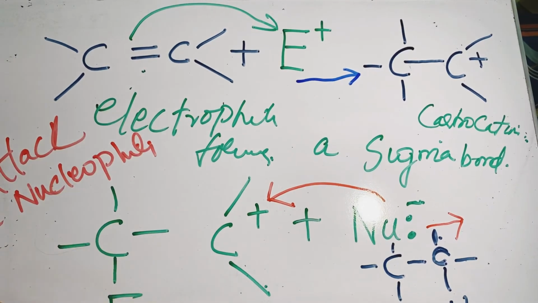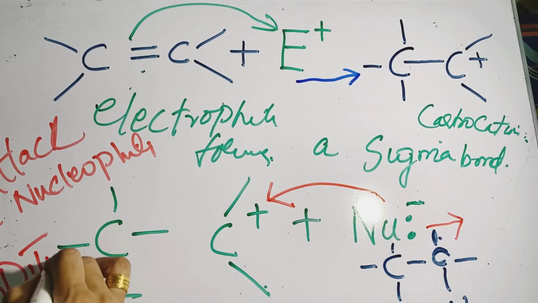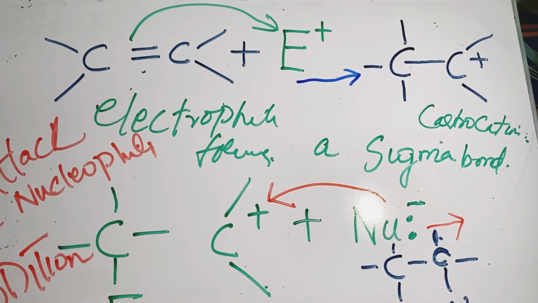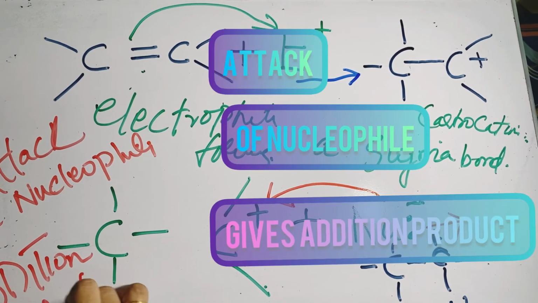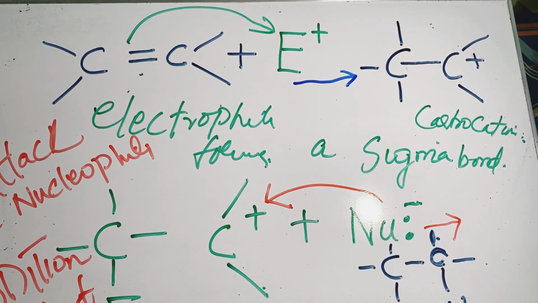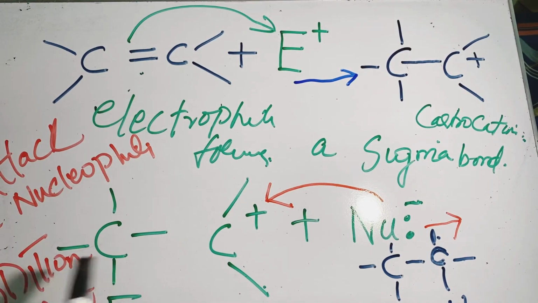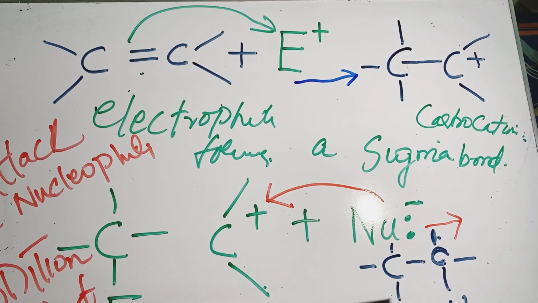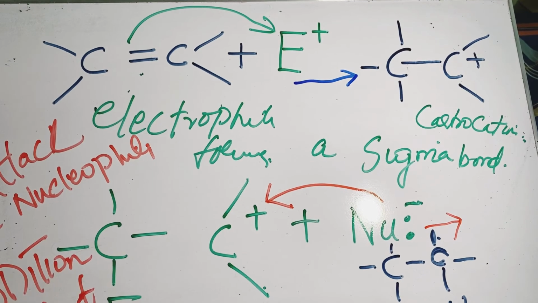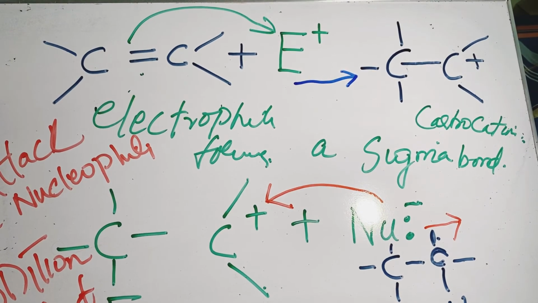And this attack of a nucleophile gives what? It results in an addition product, which was our goal. It gave us the addition product. This attack of a nucleophile gives us back the addition product. So this was a detailed topic regarding the addition reaction of alkenes.